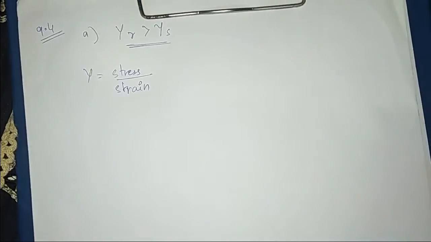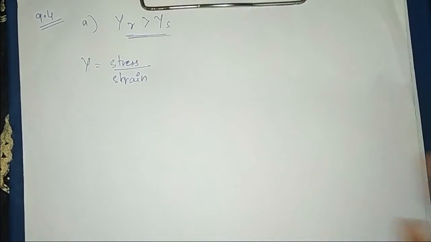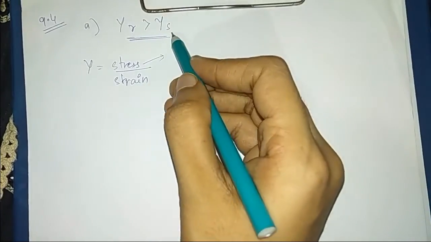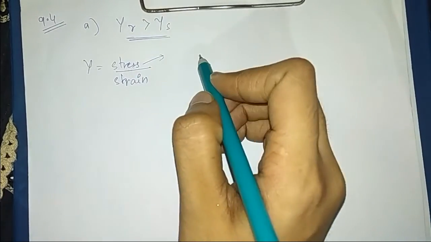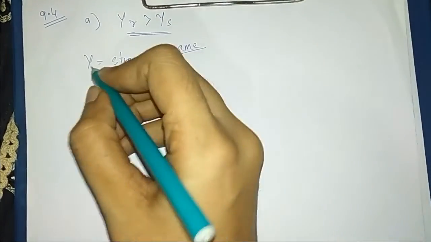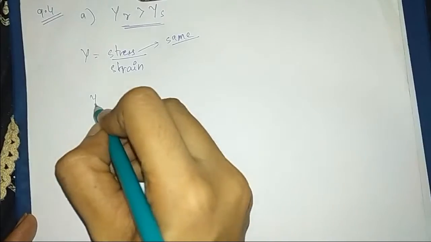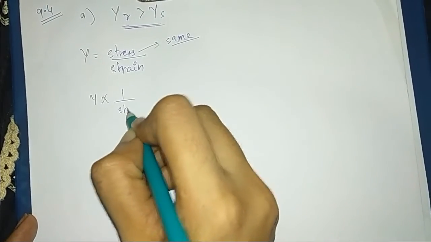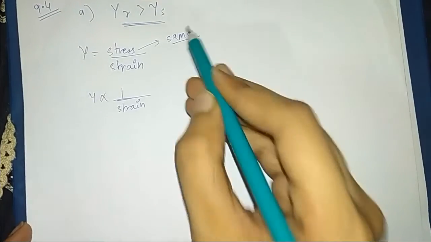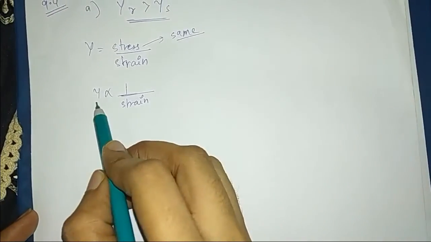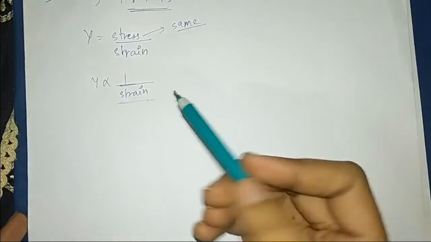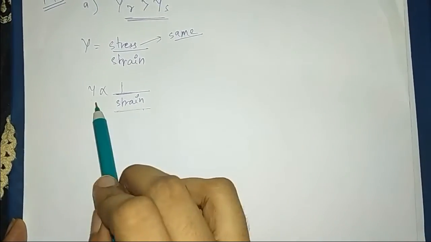Okay, so to analyze this, we'll keep the stress constant. For rubber as well as steel, the stress will be the same. If I am applying the same stress, Young's modulus is inversely proportional to strain. So the Young's modulus will just depend on the strain; depending on the material, the strain will be different and hence the Young's modulus will differ.